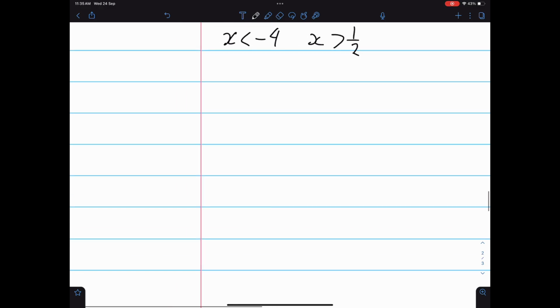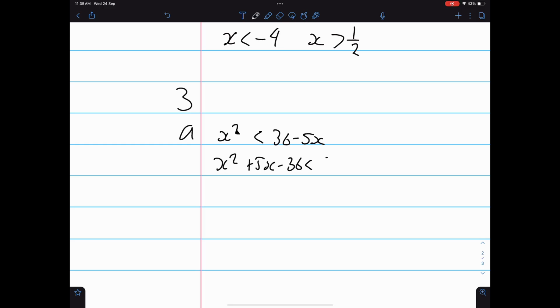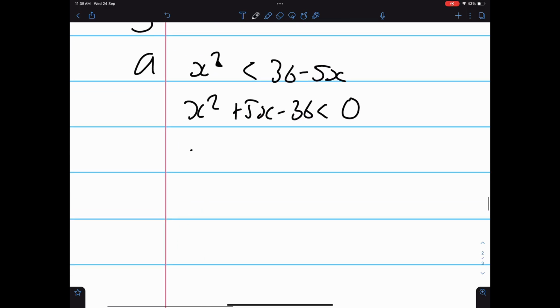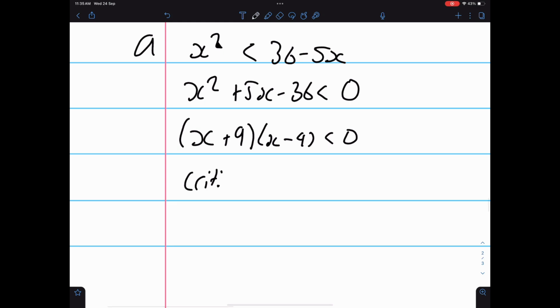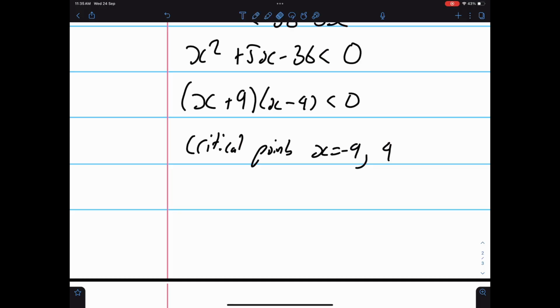Okay, we'll just keep going. 3a, x squared less than 36 minus 5x. X squared plus 5x minus 36 is less than 0. X plus 9, x minus 4 is less than 0. Critical points, x equals minus 9 and 4. And we're going less than 0, so we just want to be between those 2 points.